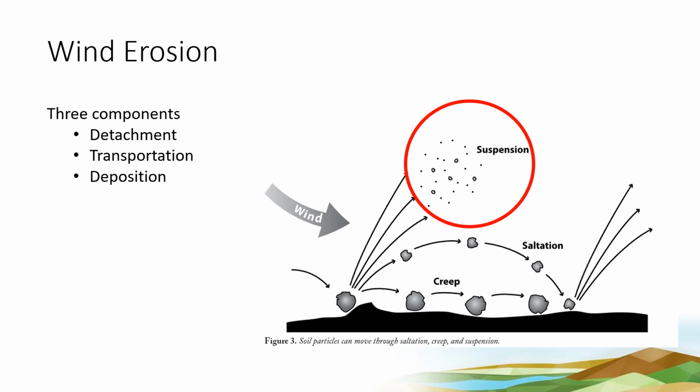Suspension is probably what most of us think when we imagine wind transporting sediment. Particles are suspended in the air and are blown towards their destination. Dust storms are extreme examples of suspension.